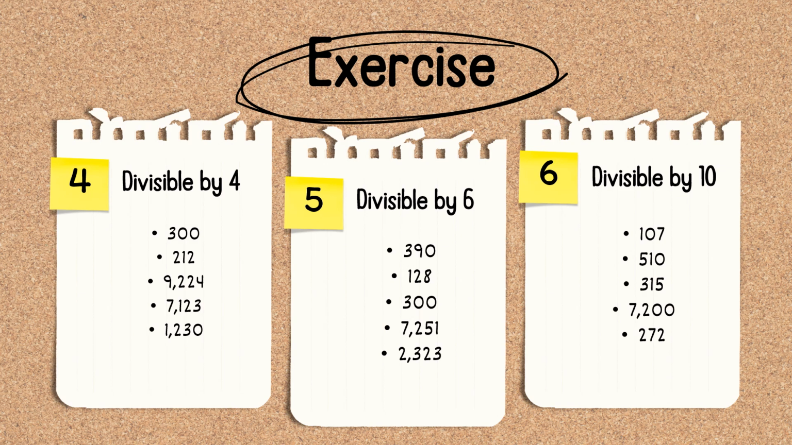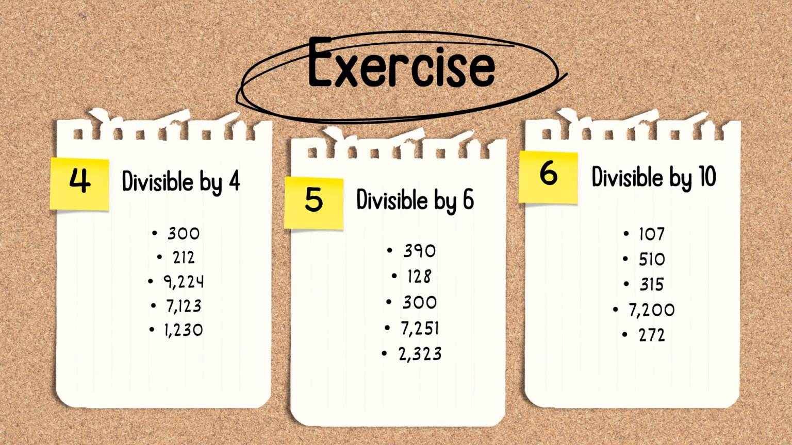Math champions, number 5, divisible by 6. What is the rule of 6? Yes, 6 is a team player with 2 and 3. If the number is divisible by 2 and 3 at the same time, it will be divisible by 6. Let's check.